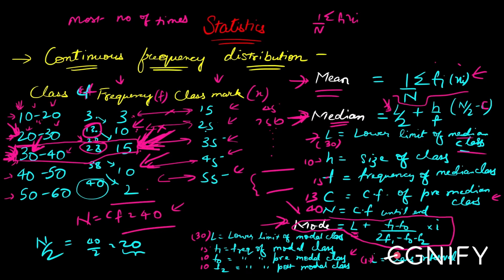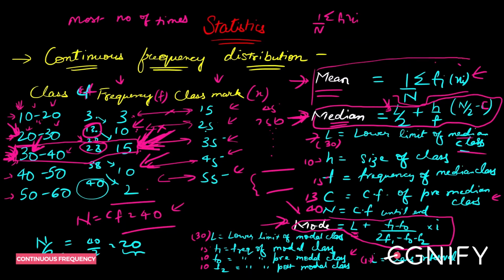This is the formula for the mode, this is the formula for the median, and this is the formula for the mean. I would also like to give you this relation, which is extremely important. Mode is equals to 3 median minus 2 mean.